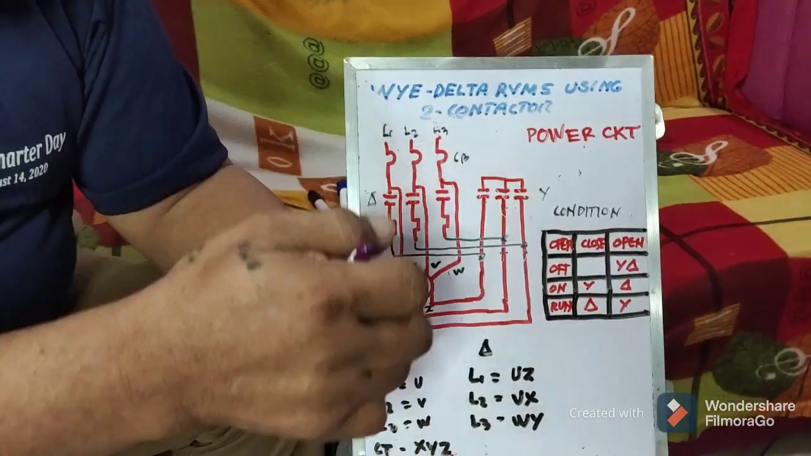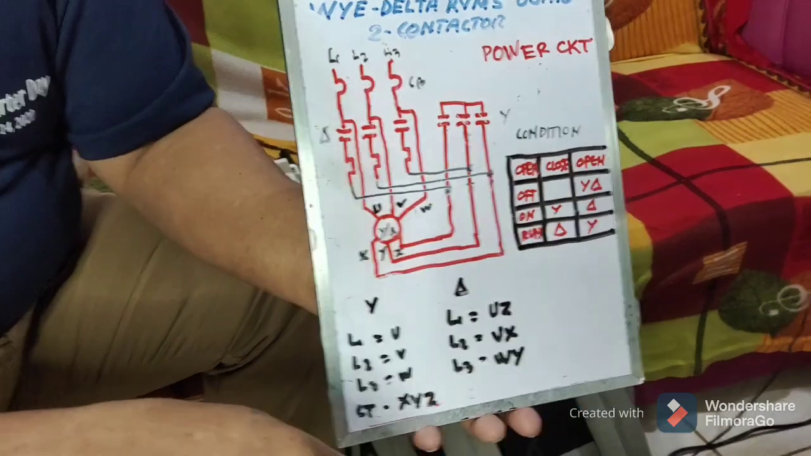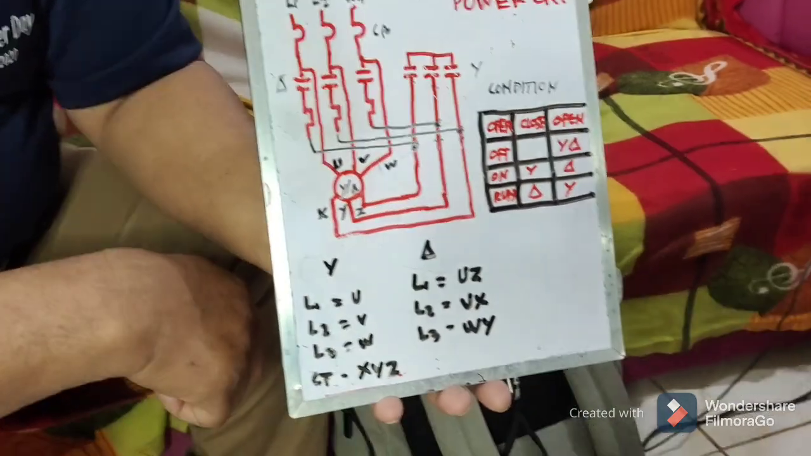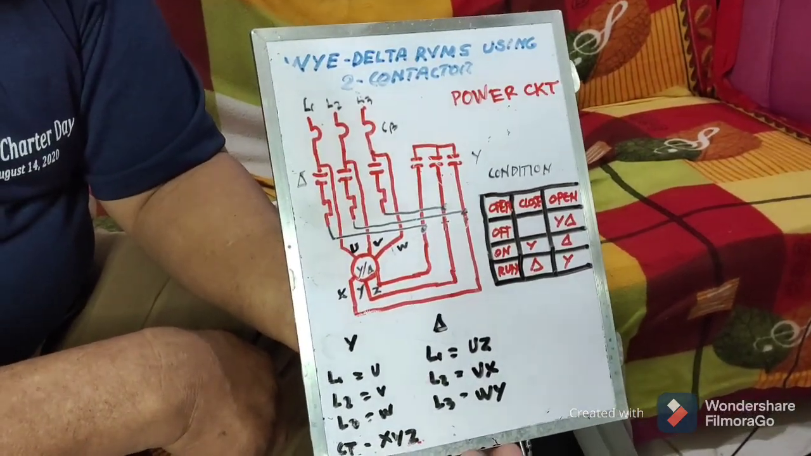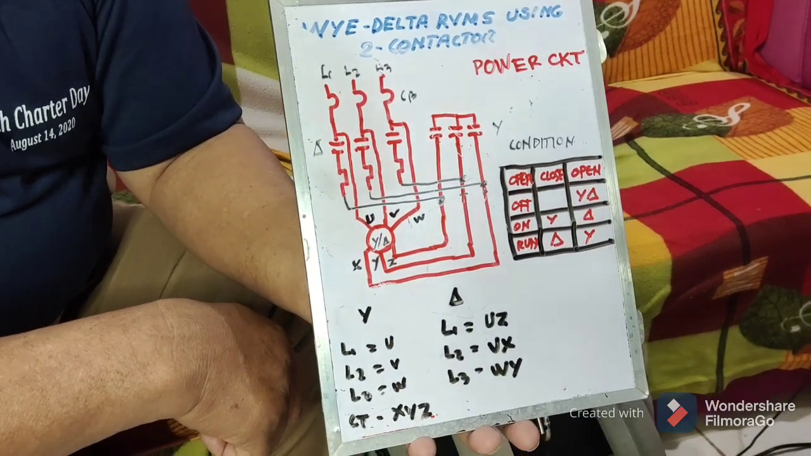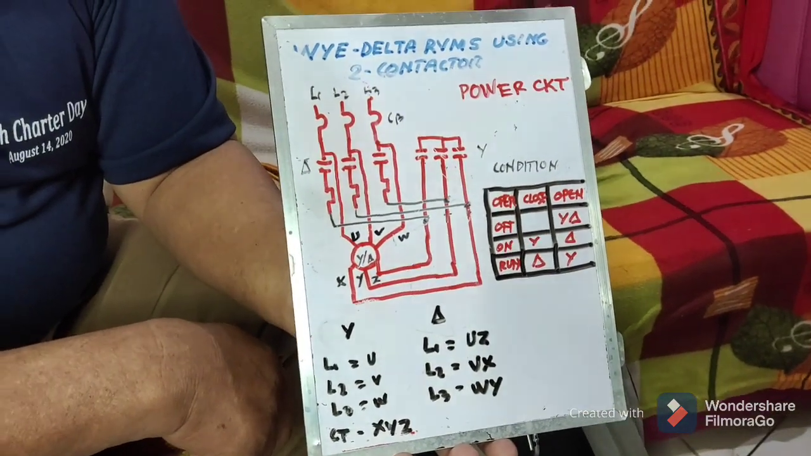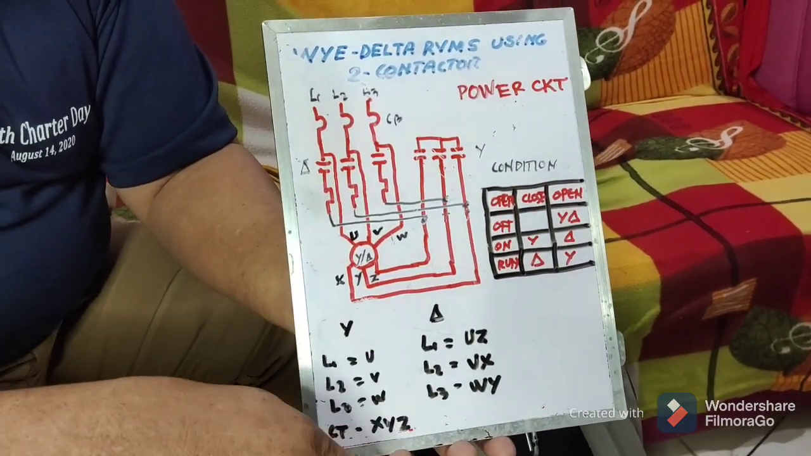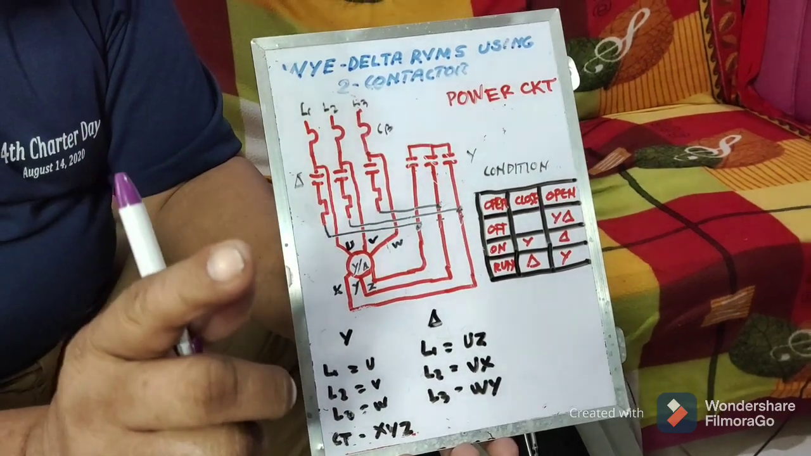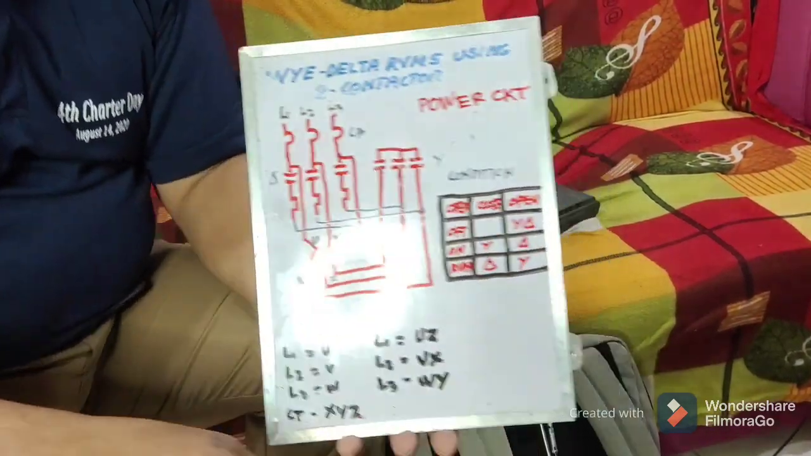Okay, this is now the power circuit. So try to trace the circuit. Okay, so I hope you get it. Okay, then I'm going to give you the control circuit. Now remember, we are only using two contactors, the Y and the delta. So where is our main contact, or rather main contactor?